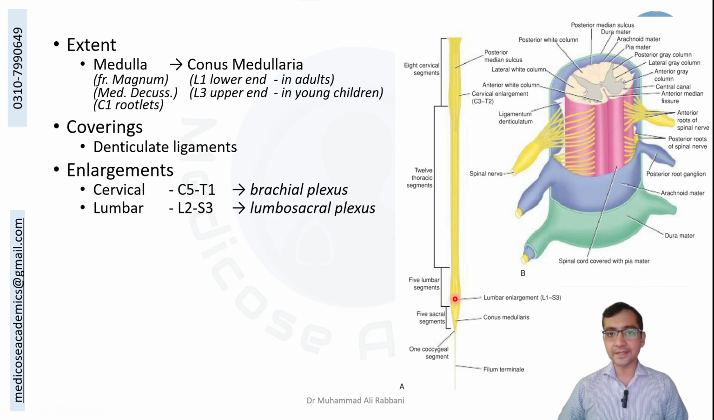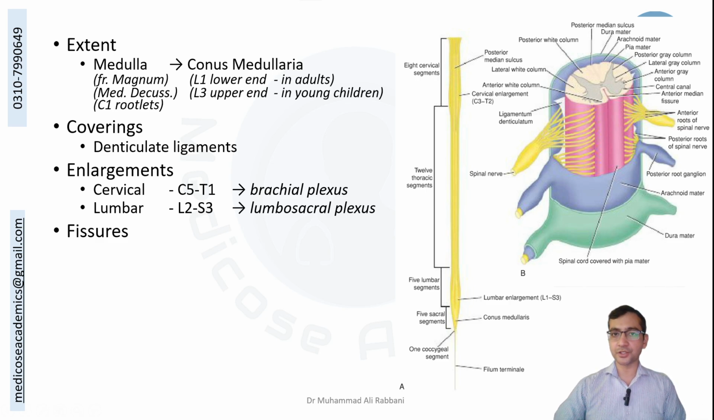The second one is the lumbar enlargement, which is for the lumbar plexus and the sacral plexus, the major component of it being L2 to S3, or L1 to S3. That is the part that gives rise to the nerves that will form the lumbosacral plexus, and they will in turn go on to supply the lower limb. So in these two parts the spinal cord is enlarged due to the increased number of cells.